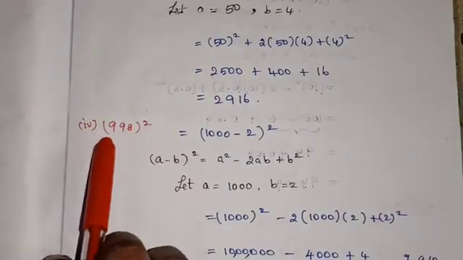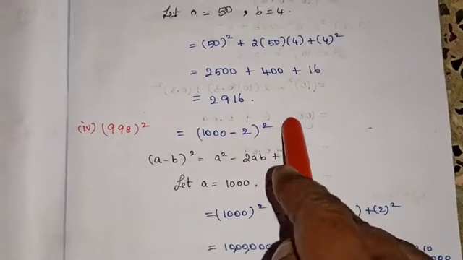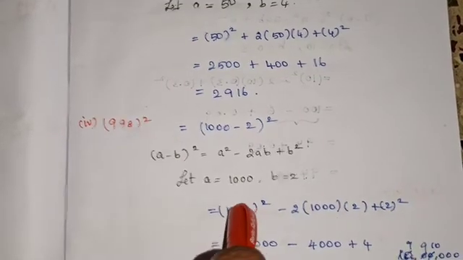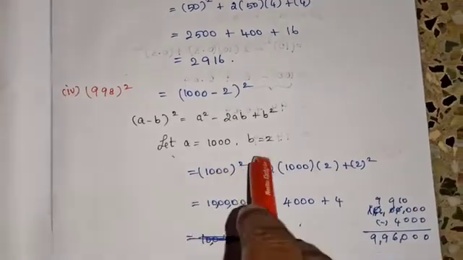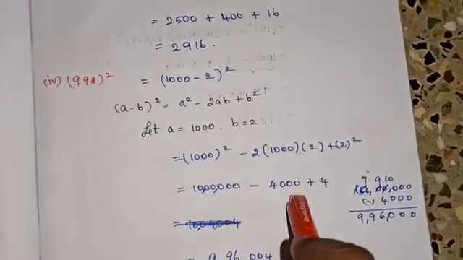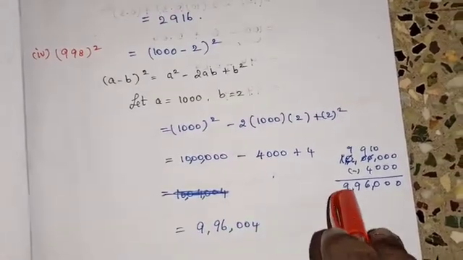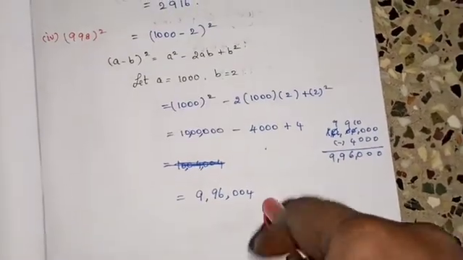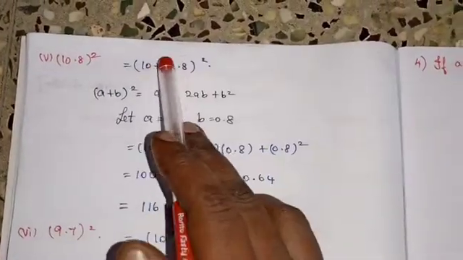The same model: 998 whole square is equal to 1000 minus 2 the whole square. It looks like (a - b) whole square, so you take the formula. Let us consider a is equal to 1000, b is equal to 2. So 1000 whole square minus 2 into 1000 into 2 plus 2 the whole square. So 1000 square will be 10 lakh, minus 2 into 1000 is 2000, 2000 into 2 is 4000, plus 2 square is 4. So 10 lakh subtracted by 4000 gives 9,96,000, and adding the 4, you get 9,96,004 is the answer.